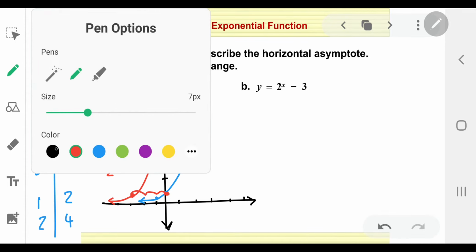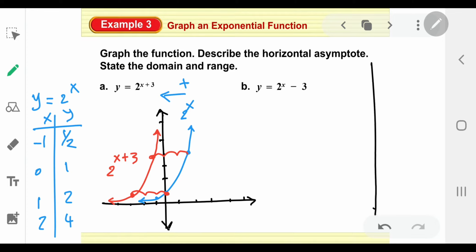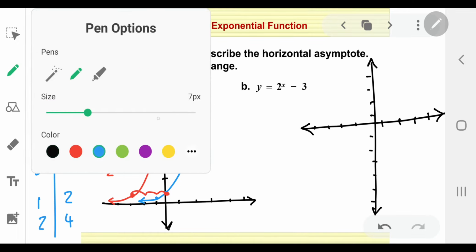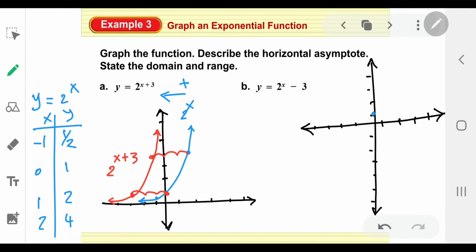Let's do the next one. Again, I'll do my sketch. Those are the axes. Of course, you have to use your notebook, square paper, a pencil, and a ruler to make your graph more accurate. Again, the blue color is used for the original one with y-intercept (0, 1), negative 1 with half, and 2 with 4. This is the original graph before any translation.